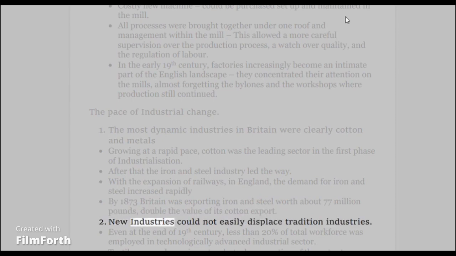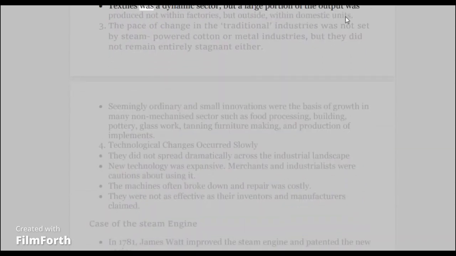2. New industries could not easily displace traditional industries. Even at the end of the 19th century, less than 20% of the total workforce was employed in the technologically advanced industrial sector. Textiles was a dynamic sector, but a large portion of the output was produced not within factories, but outside, within domestic units. 3. The pace of change in the traditional industries was not set by steam-powered cotton or metal industries, but they did not remain entirely stagnant either.